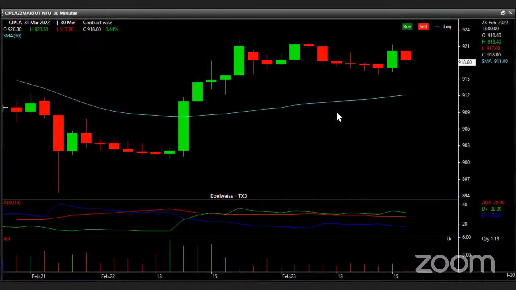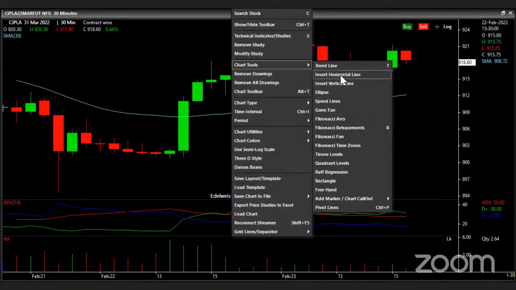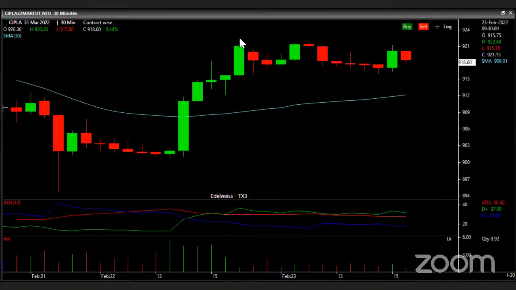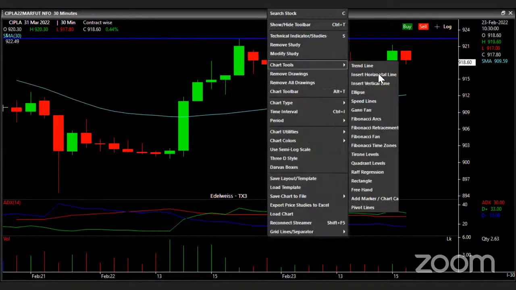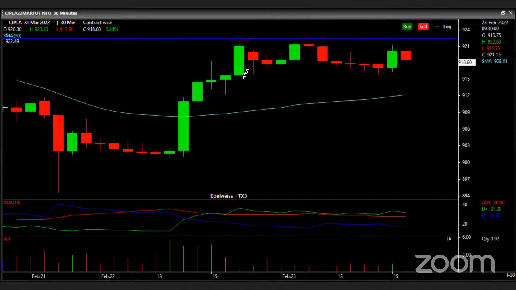So last day, what we have learned, if it is inside, then we can simply put two lines, one on the top and this is the bottom. Now see the chart very carefully from 9:30 till now. Cipla is unable to break the range of 915 to 922. Correct?